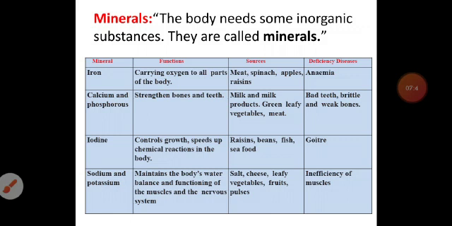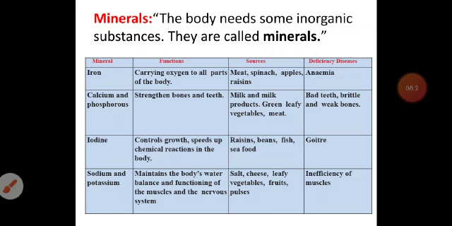Next mineral is iodine. The functions of iodine are it controls growth and speeds up chemical reactions in the body, and its sources are raisins, beans, fish and seafood. Iodine is present in salt also. If there is less amount of iodine in your body, it causes the disease named goiter. It is related to the throat.